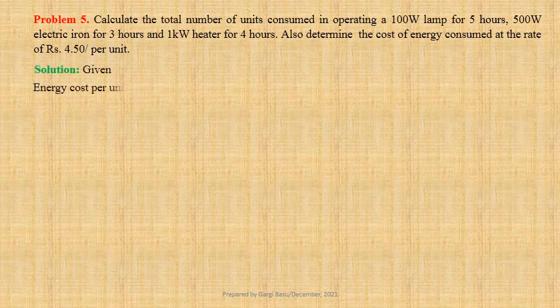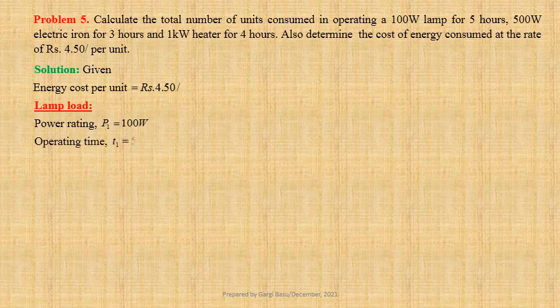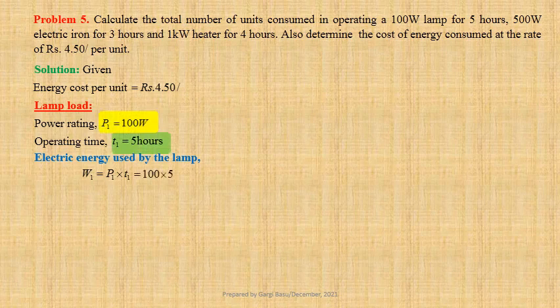Energy cost per unit equals rupees 4.50. For lamp load, given power rating P1 equals 100 watts and operating time T1 equals 5 hours. Let us now calculate electric energy used by the lamp. W1 equals P1 into T1. Using values we get 100 into 5, that is equal to 500 watt hours.